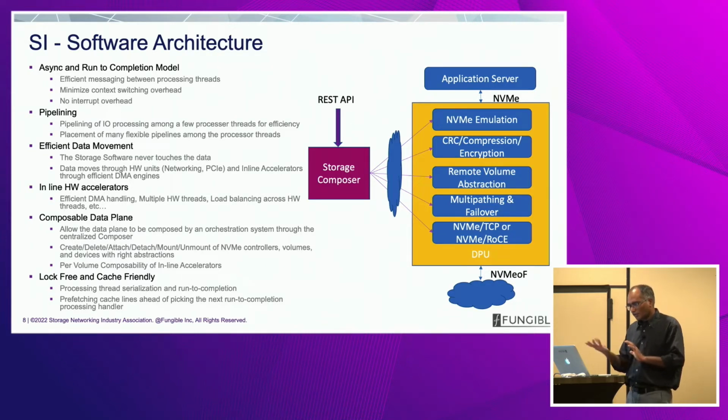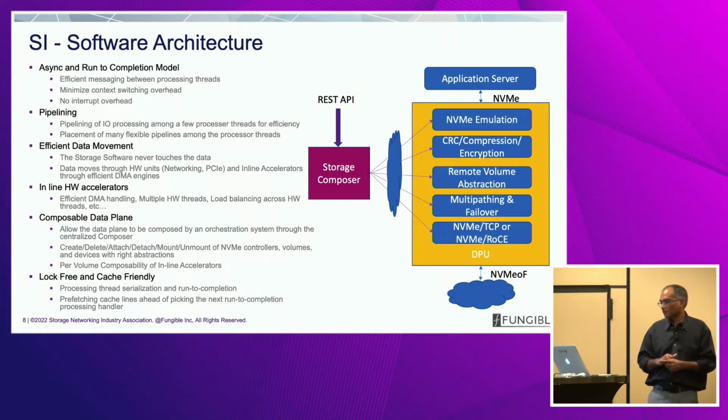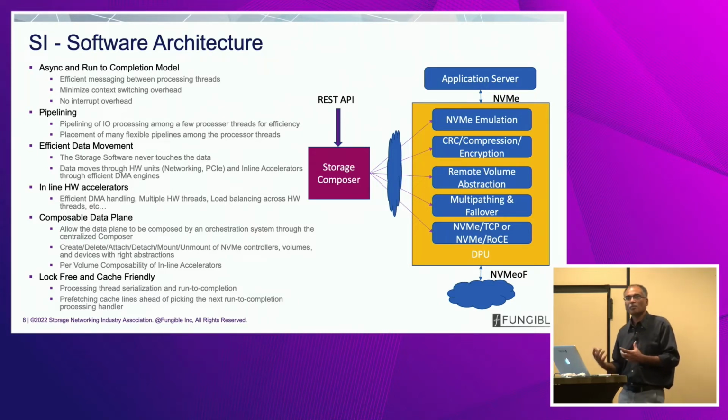And then the inline hardware accelerators I mentioned a couple of times already. One thing that I do want to mention here is that we have multiple threads. So you have a compression engine, and you have multiple threads of this compression engine. We have several pipelines, so all of them can simultaneously use these engines, and there is load balancing that happens across the engines. And that's again for efficiency, right?